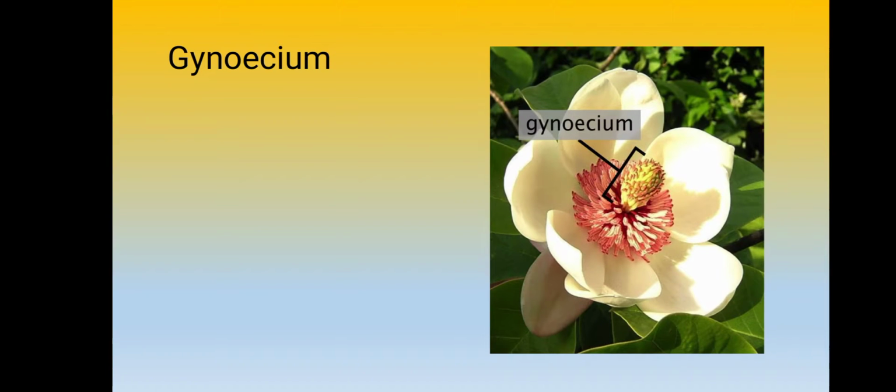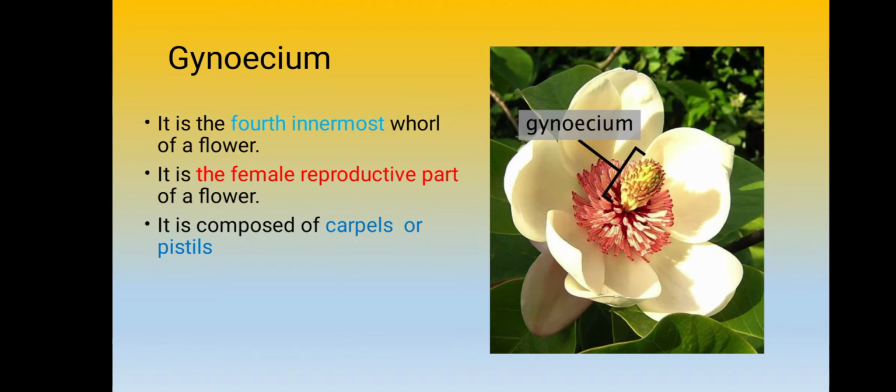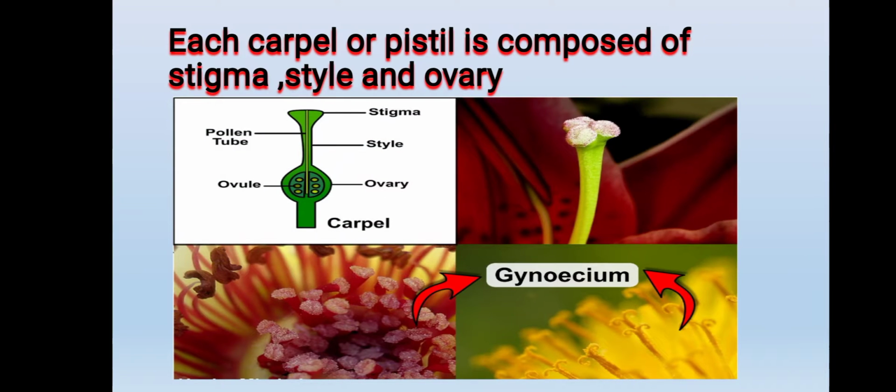Now class, today we'll be learning about the fourth whorl of a flower, that is gynoecium. It is the fourth, innermost whorl of a flower. It is also called the female reproductive part of a flower. It is composed of carpels or pistils. So it is composed of carpels or the pistils. Each carpel or pistil is composed of stigma, style, and ovary.